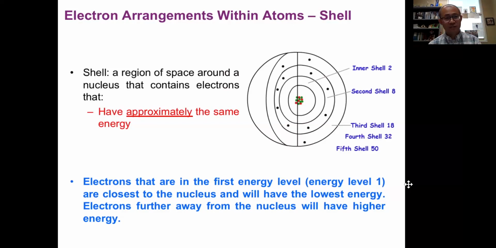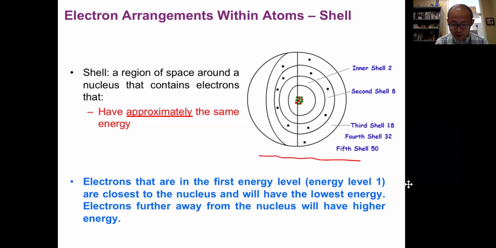The empty space outside the nucleus is divided by different energy levels. That different energy level is called the shell, or shells. A shell is a region around the nucleus that contains electrons with approximately the same energy, meaning electrons in the shell will have similar energy. That's called energy level.